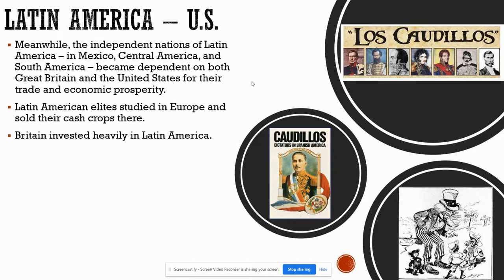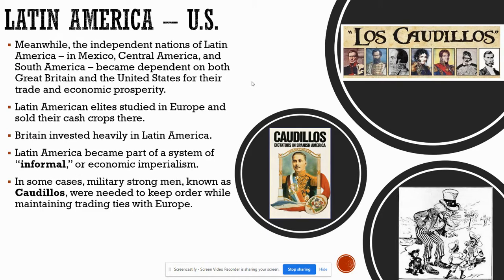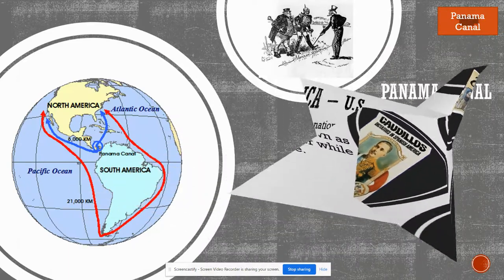Britain invested heavily in Latin America, and Latin America became part of informal or economic imperialism, where we control their economy, but we don't go in and control their government. So in some cases, military strongmen, generals known as caudillos, would take over and keep order and maintain ties with Europe. They were buddy buddy with Britain and with the United States, and they just kept the peace in those countries, and they actually stole from the countries a lot of times.